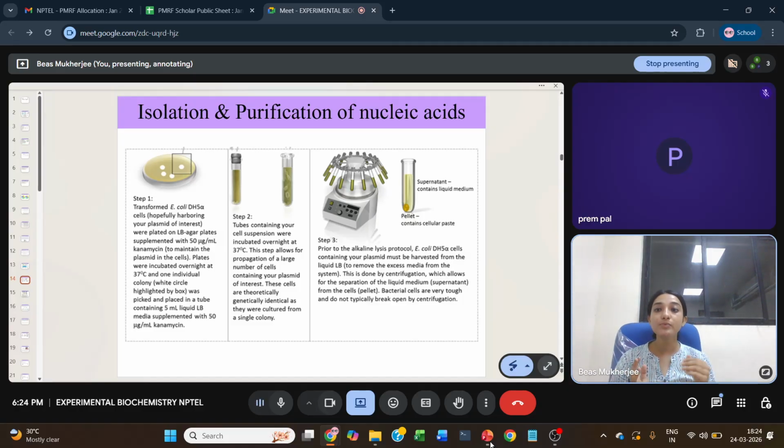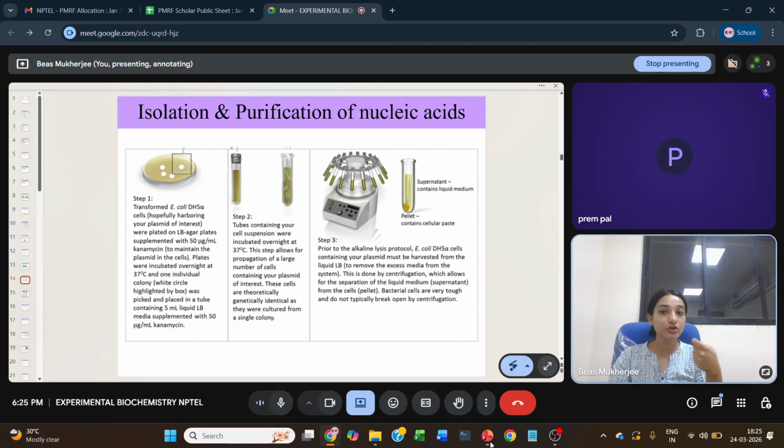Right? So now plates were incubated overnight at 37 degrees centigrade and one individual colony. It is believed that every single colony is formed from one single cell. That tiny cell is called a colony forming unit. So that means the entire colony population has the same genetic makeup. That is what is considered. So if we pick that colony, see what is happening.